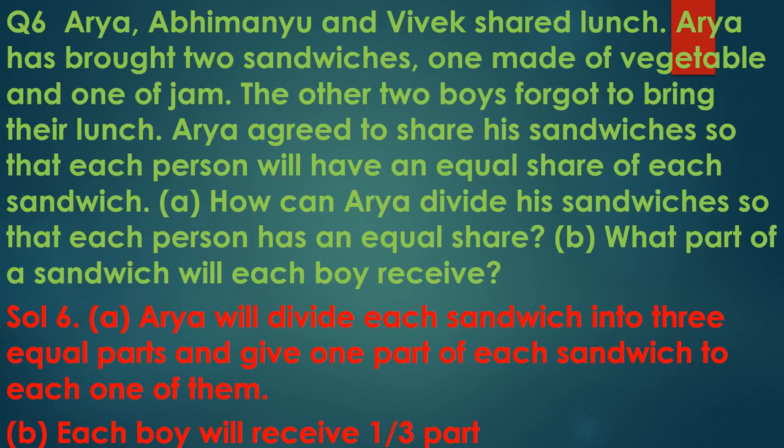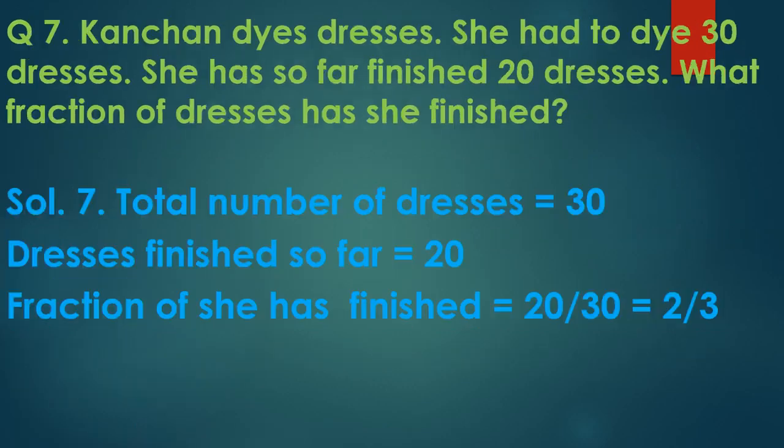They are three friends and only Arya has brought two sandwiches, and he wants to share his sandwiches with two of his friends. That means three have to eat those sandwiches, and he has two sandwiches. So how will he divide his sandwiches so that each person can have an equal share? That means he will divide each sandwich into three equal parts. Then only every friend will get an equal share.